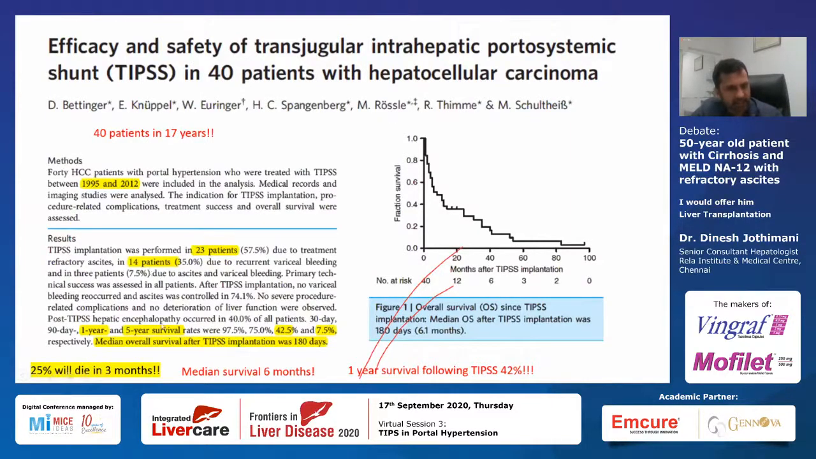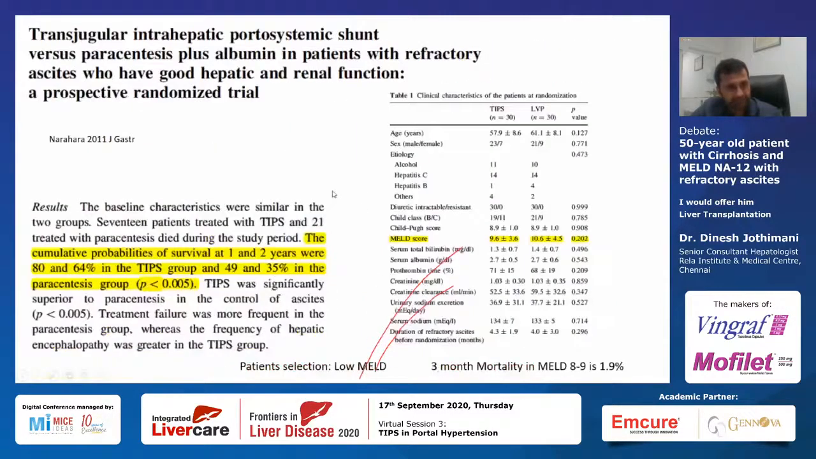It's just unbelievable. And if you do TIPS in these patients for refractory ascites, look at this. Results are very appalling. 25% will die within 3 months. The median survival of TIPS patients is six months. And 1 year survival following TIPS is 42%. Look at here, 1 year survival is 42%. 5 year survival is 7.5%. That's it. End of story. So do you really think TIPS is going to work in this group of patients with refractory ascites?